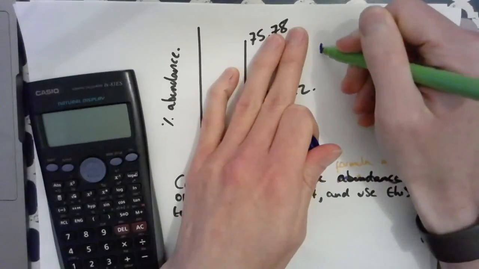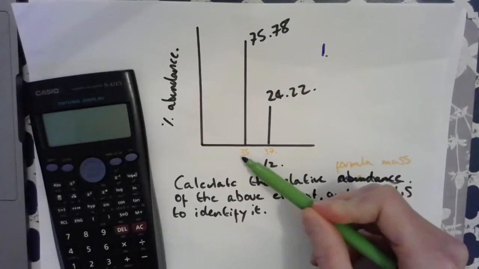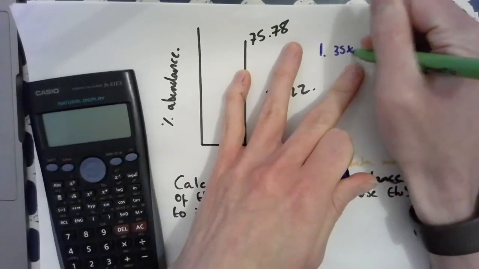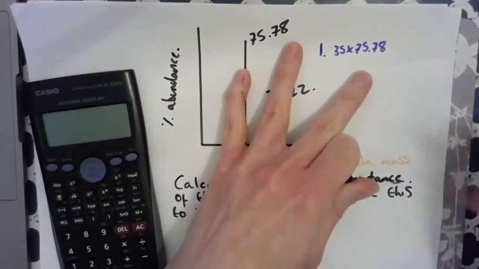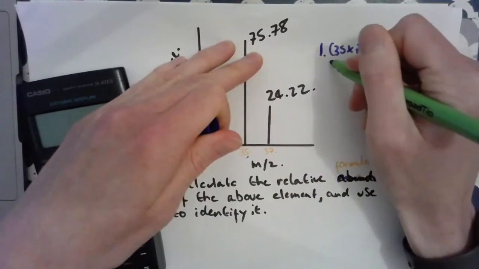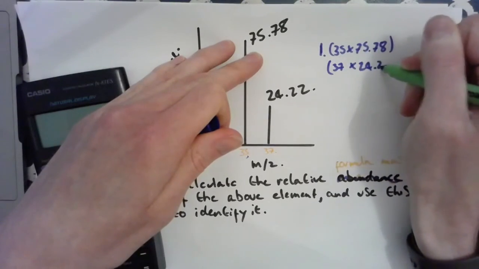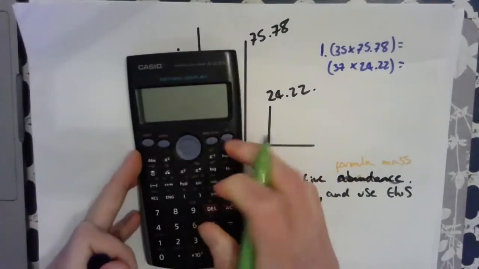So 1, we do our percentage times by our mass. So 35 times by 75.78 is one calculation. Then our second calculation would be 37 times by 24.22. Okay, and we just stick that in our calculator.